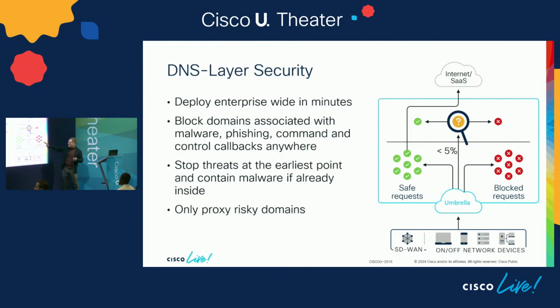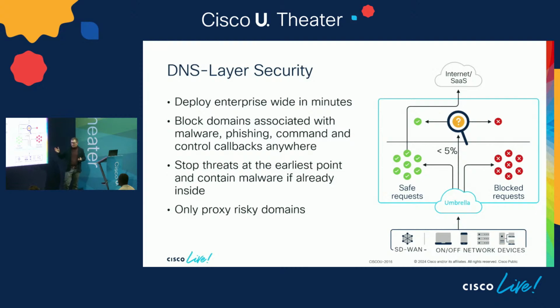And the DNS layer security architecture is actually fairly simple. So Umbrella becomes your DNS resolver, and you send your DNS request to Umbrella. And if you send a DNS request for a domain Cisco believes is safe, Umbrella will reply with the IP address of the requested domain. But if you send a request for a domain that Cisco believes is malicious, then Umbrella will reply with the IP address of the block page. Hence, we're blocking access to that malicious domain.